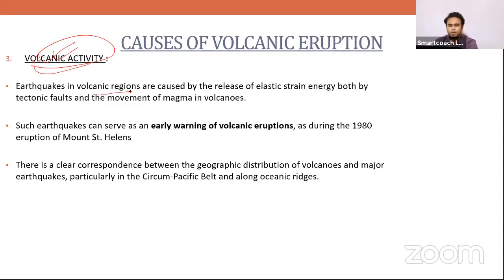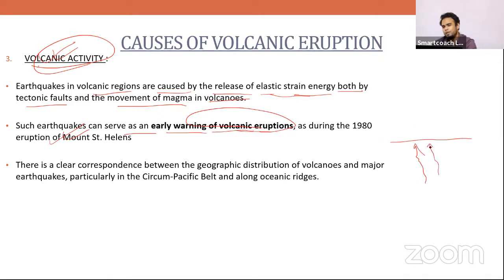So earthquakes in volcanic regions are caused by the release of elastic strain energy, both by tectonic faults and the movement of your magma in the volcanoes, right? Such earthquakes can serve as your early warning of volcanic eruptions. This means that when your magma is flowing in the upward direction, it will result in trembling of the earth's surface as well as the crust, right? So these trembles which we see serve as an early warning of a volcanic eruption as well.